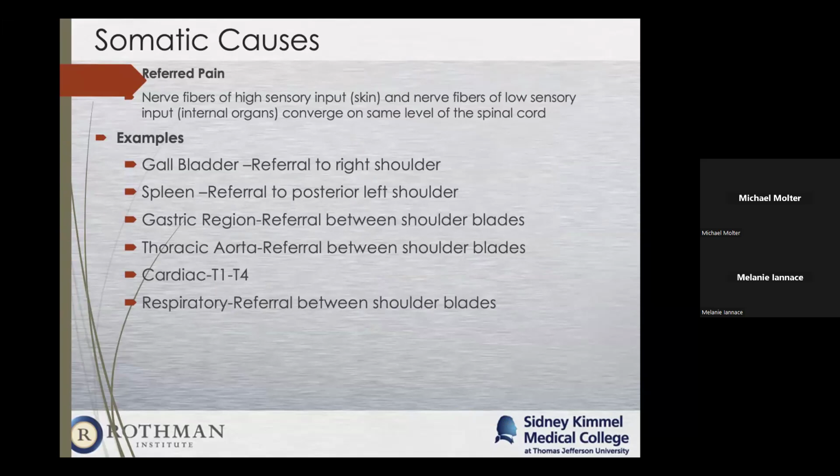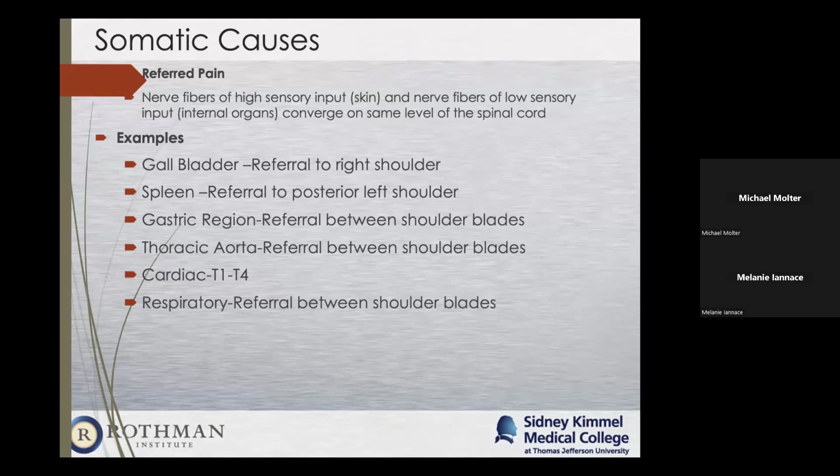Most common ones are the gallbladder, which will refer pain to the right shoulder. Your spleen will go to the left shoulder. Stomach areas are typically between the shoulder blades. The cardiac one is a big one, between what we call your first and fourth vertebrae and your middle back, as well as your aorta, between the shoulder blades.